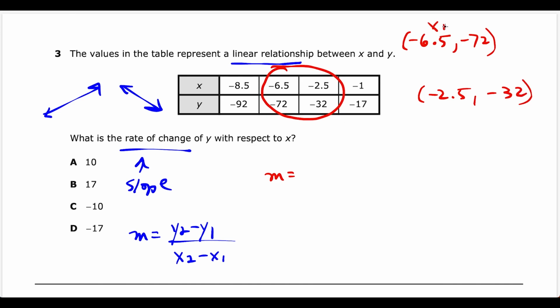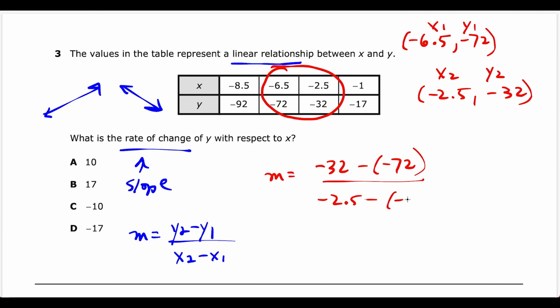And this could act as our x1, y1, and this point could act as our x2, y2. So now we just plug into the formula here. We're going to have -32 minus -72 divided by x2 is -2.5, and we're subtracting -6.5. If you could just do this math in your head, like you see here, that you're going forward 40 units and you're going forward in the x direction 4 units, and then 40 over 4 is 10, that's great.